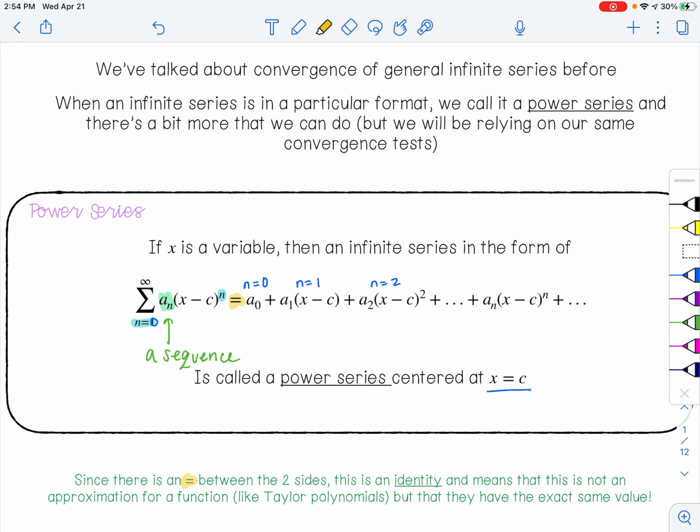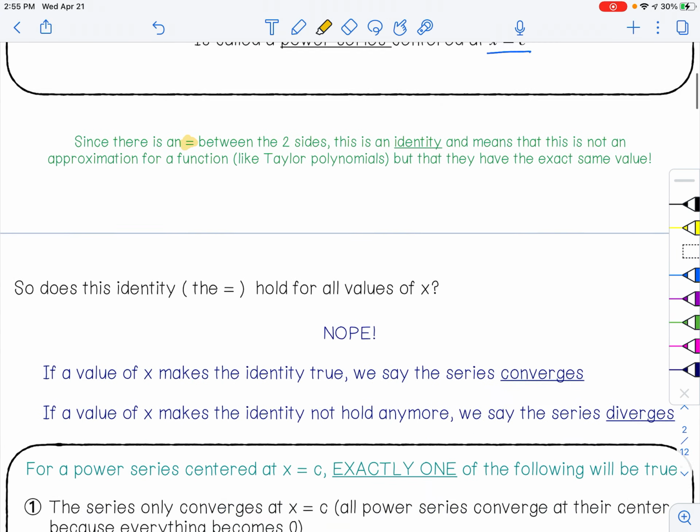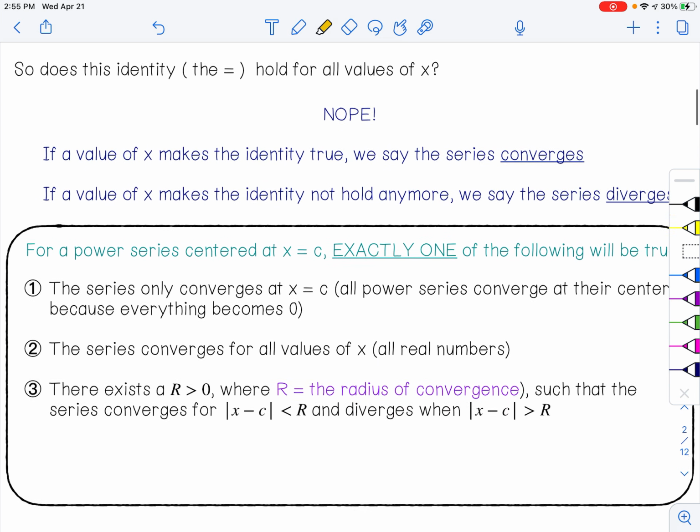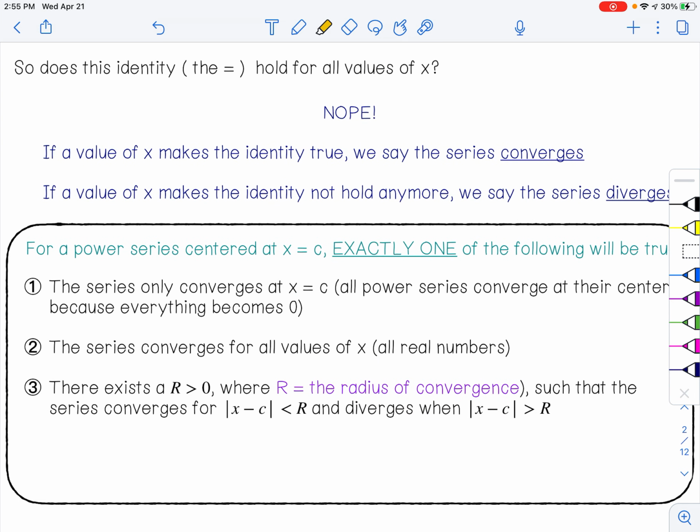So are these always true statements, right? Can you plug in any value of x? Well, nope, that would be too easy, right? So if you plug in a value for x and you apply your convergence test and you get a convergent series, great. But some values of x make the identities not true, so we're going to get a divergent series. Again, we're just going to be plugging different values in for x and seeing what works.